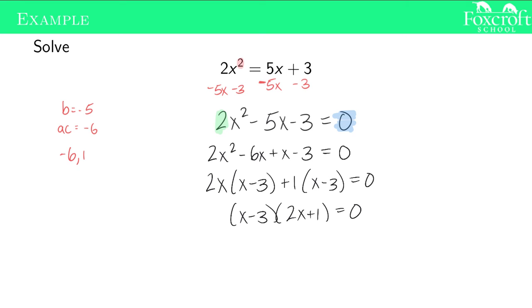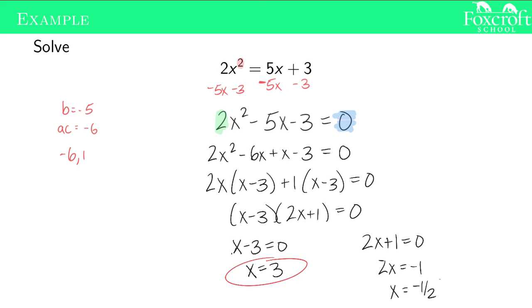But now we have it broken down to its factors, and we set those two factors equal to 0. All right, the one on the left, we just have to add 3. The one on the right, we're going to subtract 1, and then divide by positive 2. All right, so we get our two answers, x equals 3 and x equals negative 1/2.